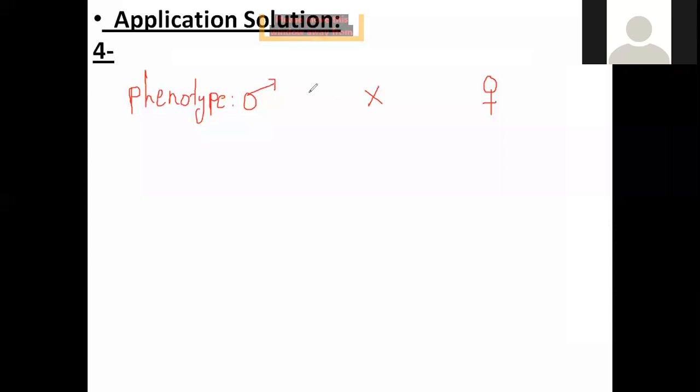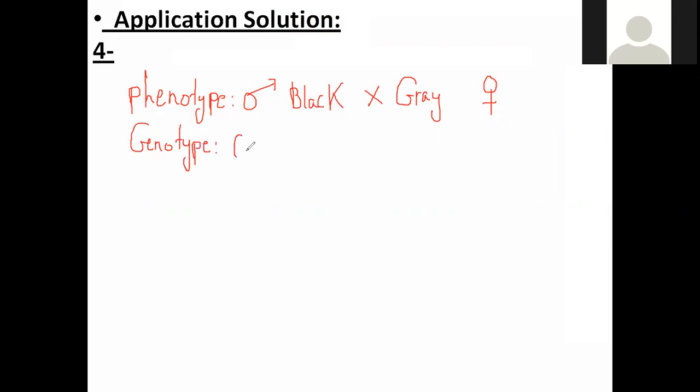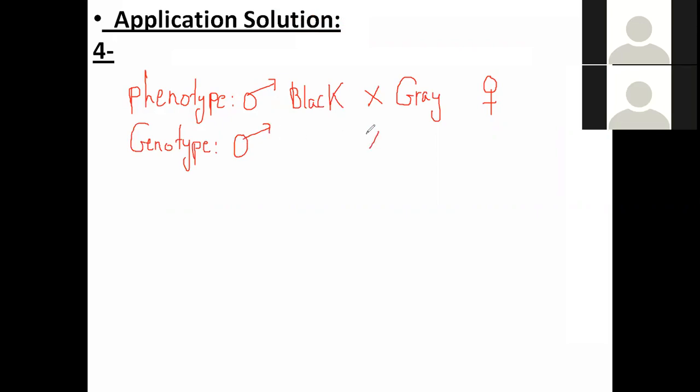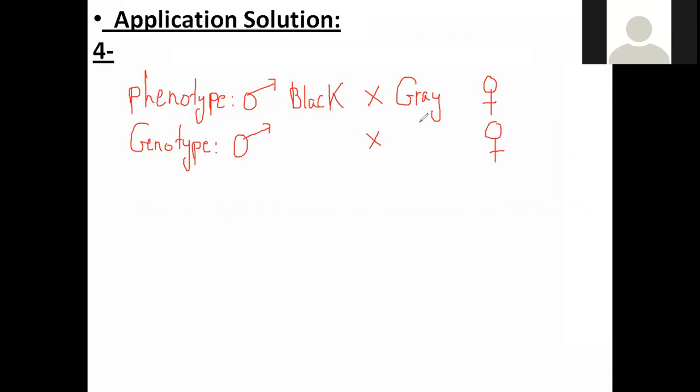Yes, Mariam. Male and female. One of them is black, and the second is gray. So the genotype: which one is the dominant? Gray. So the genotype for the gray should be GG, G capital. Very good. And the black is b small. Very good.